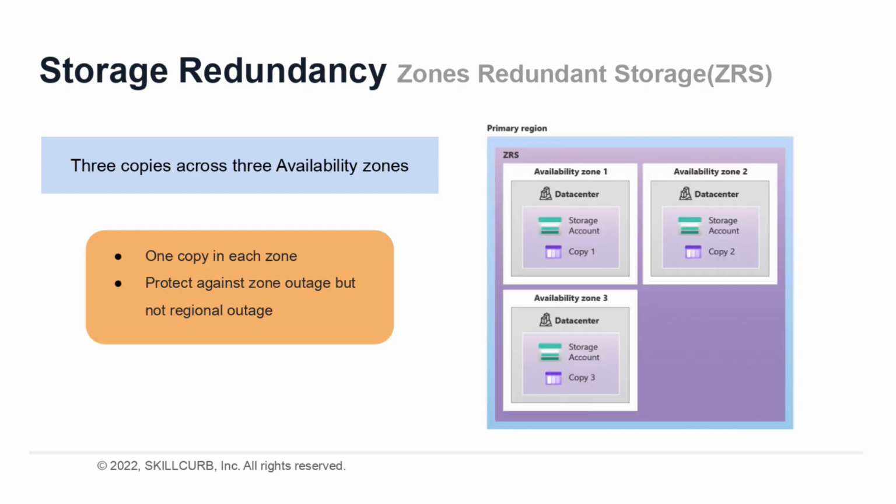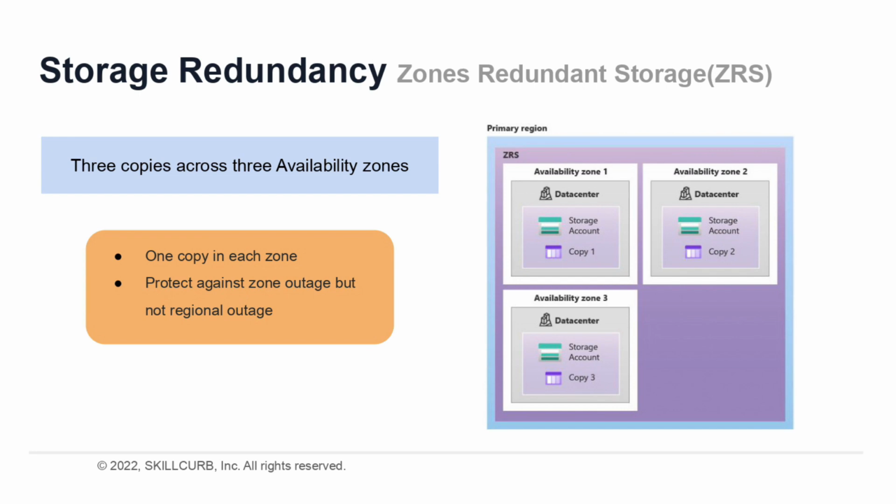In that case, we would go up to our next redundancy option, which is Zone Redundant Storage or ZRS for short. Zone Redundant Storage is also hosted in a single region. However, those 3 copies of your data, instead of being hosted in a single location or availability zone, instead span 3 different availability zones.